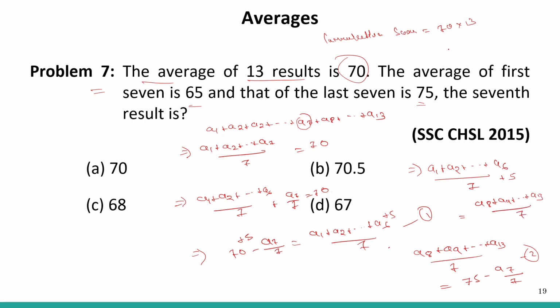So this is equal to what? This implies that these all are equal to, so it will be what? So what we want to know is the 7th result. What is the 7th result?